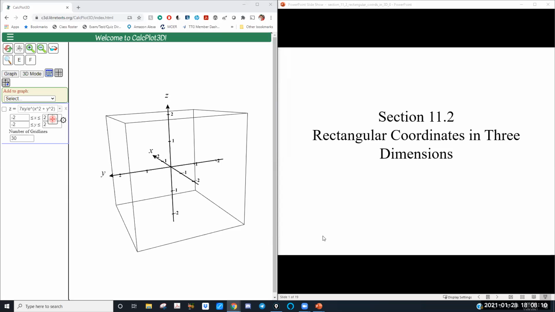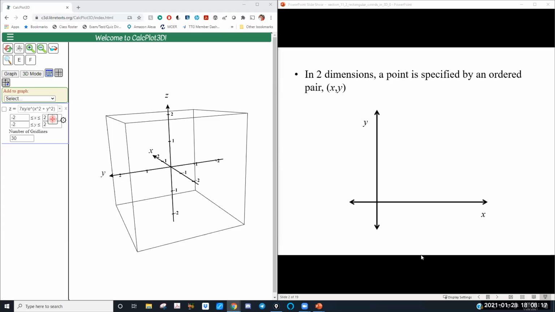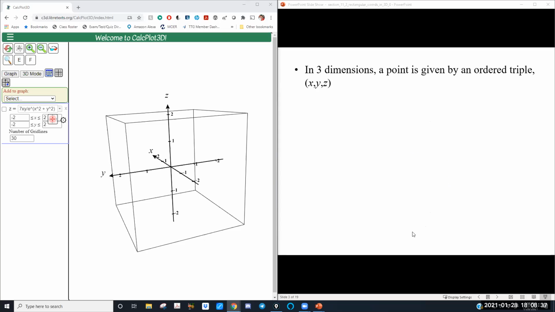So let's just talk a little bit about coordinates in 3D. We'll plot a couple things, and we'll see where we're at after that. Now in 2D, this is what you've done up till now in your math classes. Every point is identified by a horizontal and vertical distance from the origin. We call that an XY point. In 3D, we have ordered triples because now we have a z-axis.